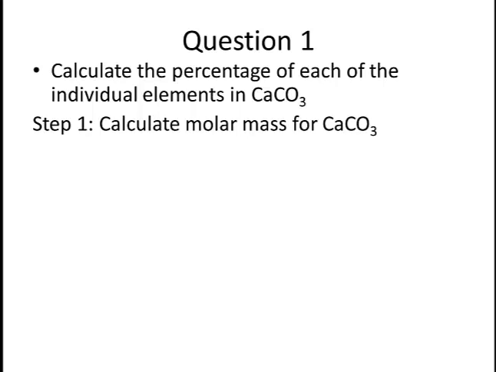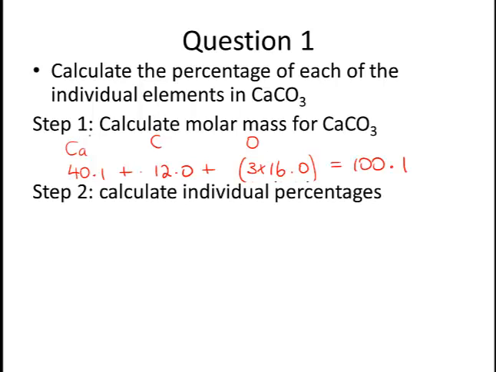The first element is calcium, which has a RAM of 40.1. We add this to the RAM of carbon, which is 12, and then add this to 3 times the RAM of oxygen, which is 16. When we do this calculation, we end up with a molar mass for calcium carbonate being 100.1.